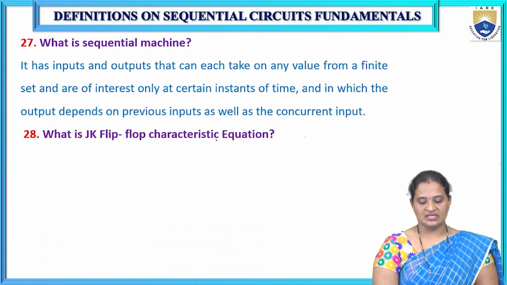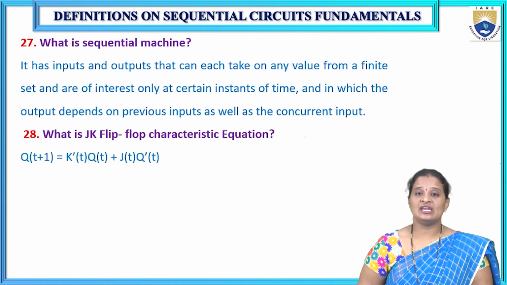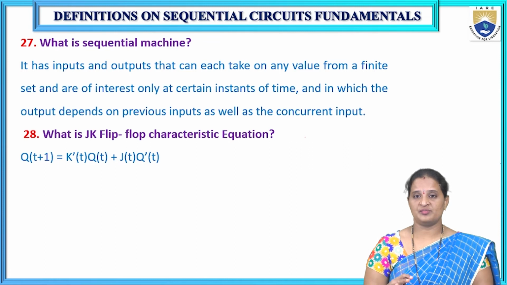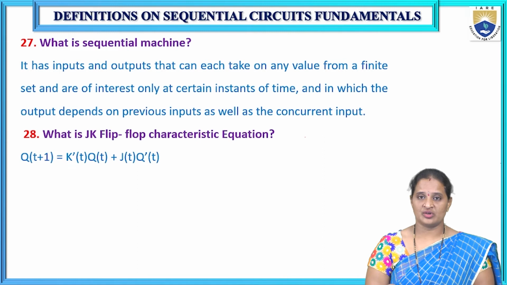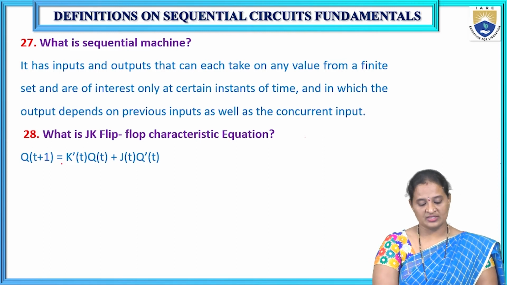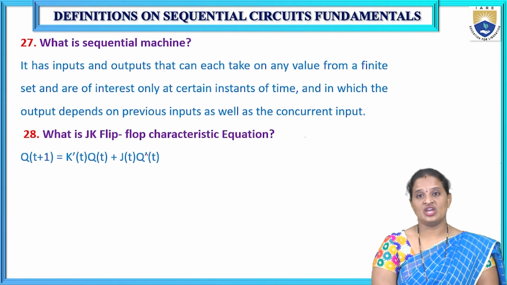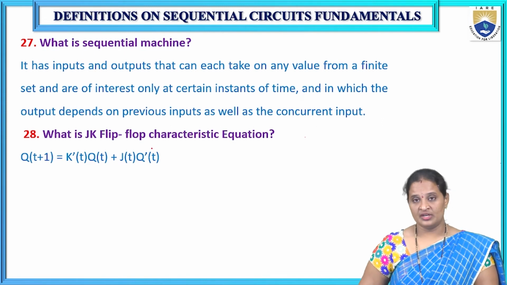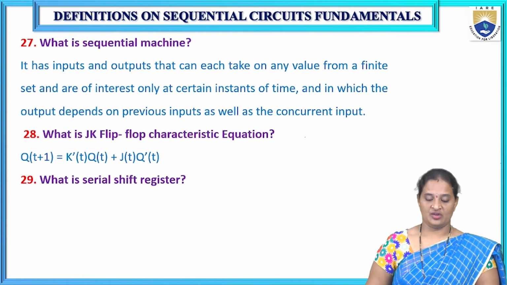Now what is the JK flip-flop characteristic equation? What do you mean by characteristic equation? It is an equation showing the relation between the output parameters and input parameters of a sequential circuit. So the JK flip-flop characteristic equation is given by Q(t+1) = K'(t)·Q(t) + J(t)·Q'(t). So this is the JK flip-flop characteristic equation.